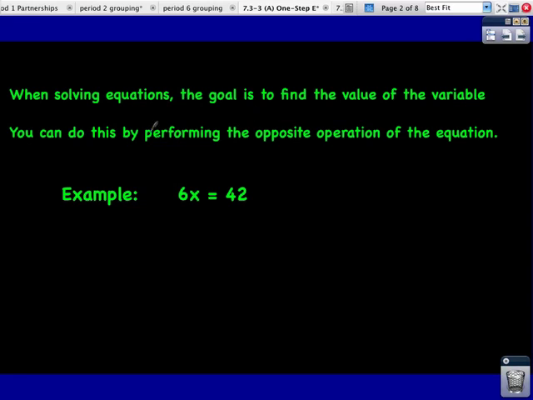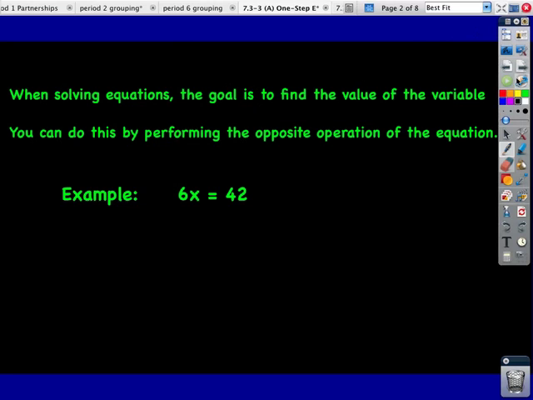All right, before we get started, know when solving equations, the goal is to find the value of the variable. And the variable is the letter, okay? So in a lot of cases, it's going to be X, it could be A, it could be B, it could be any letter that represents something that varies. Hence the word variable. You can do this by performing the opposite operation of the equation. So here's the first example.